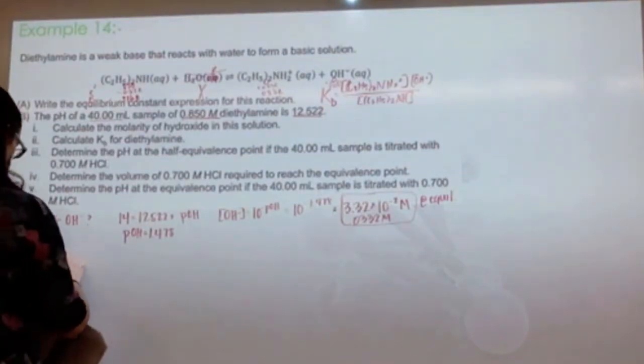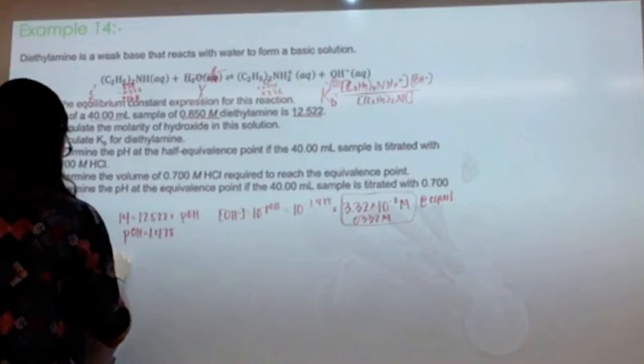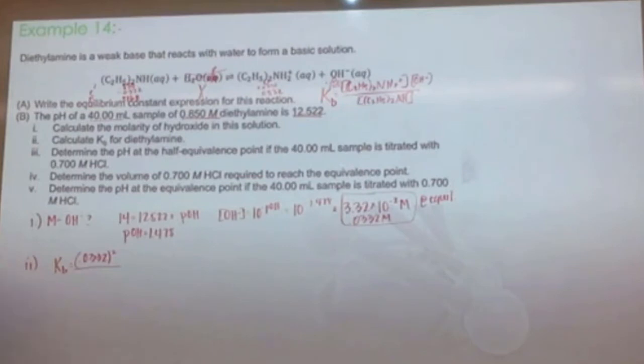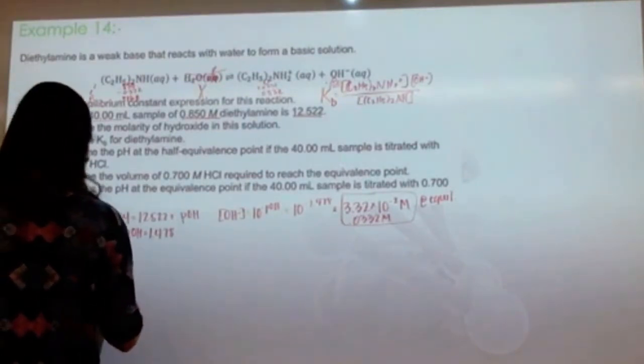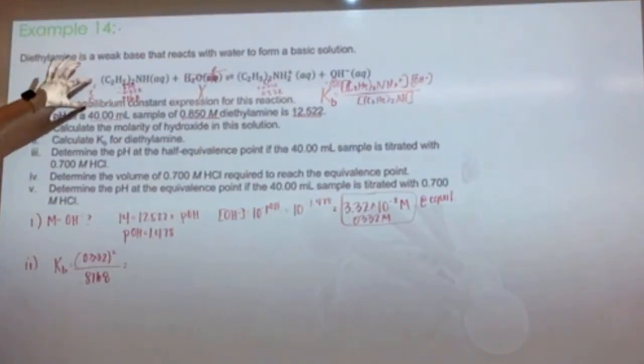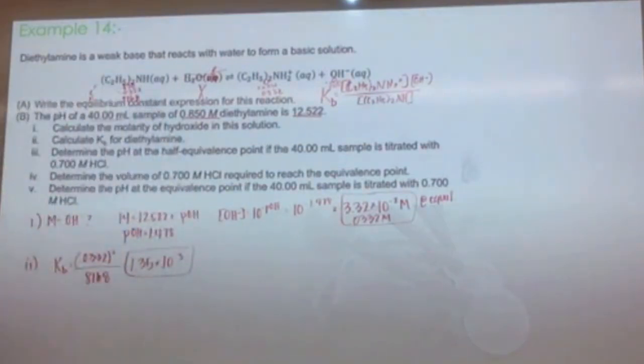And then we can plug into our Kb expression. 0.0332 squared on the top over 0.8168 on the bottom. Because again, Kb is equilibrium. So for diethylamine, we had the initial minus the equilibrium amount, because that's not enough to completely ignore and just put in 0.85. And so I got a Kb value of 1.35 times 10 to the negative third.